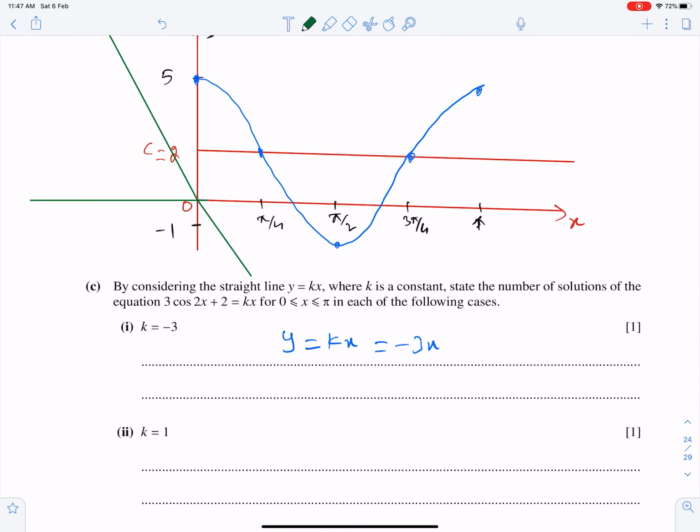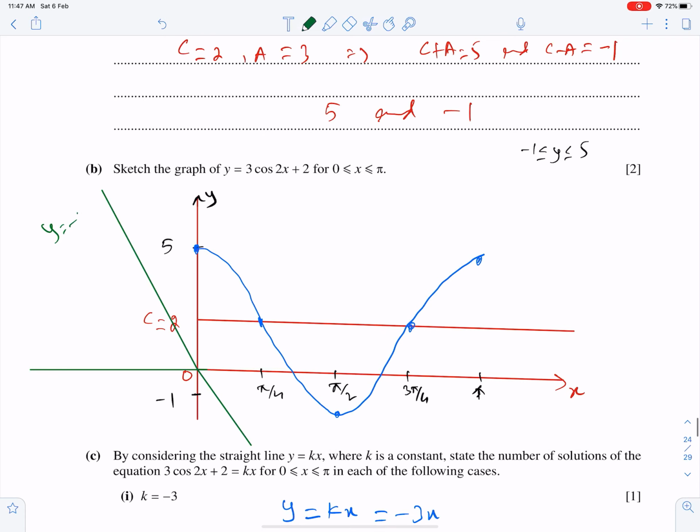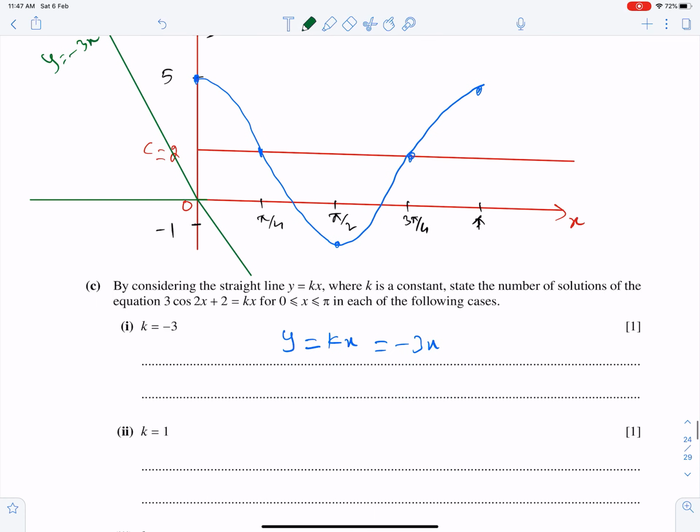So let me label this. You don't need to draw the line. You can draw, if you want, you can. It's your choice. So there are no solutions. Since no intersection, so no solutions.